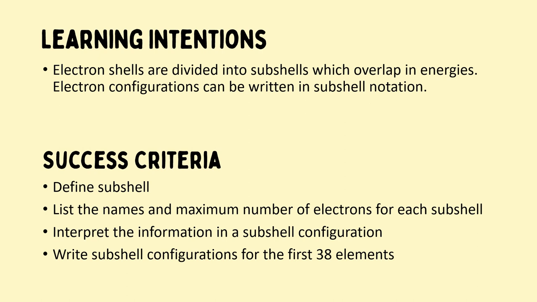So you should be able to define subshells, list the names and the maximum number of electrons that each subshell can contain, interpret a subshell configuration when you see it written down, and be able to write subshell configurations for the first 38 elements.